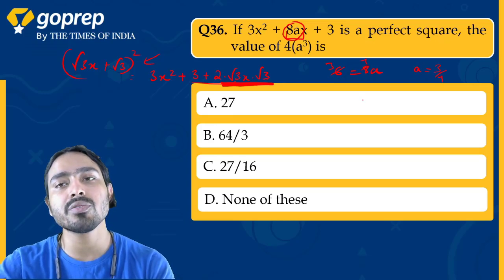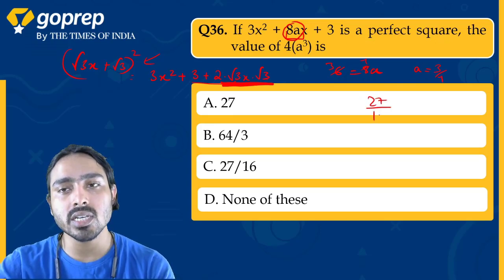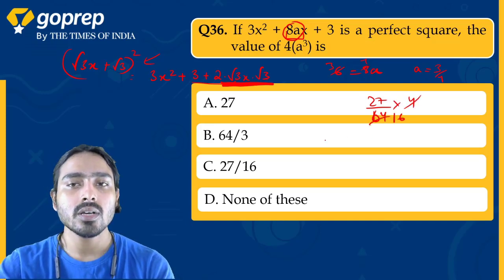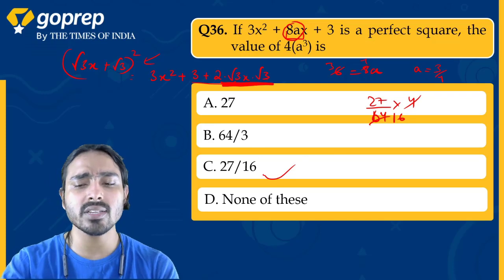Doing a cube will give you 27 upon 64, and then you have to multiply it with 4 also. So this is 16. So yes, C is the right answer. No worries in this question, guys.